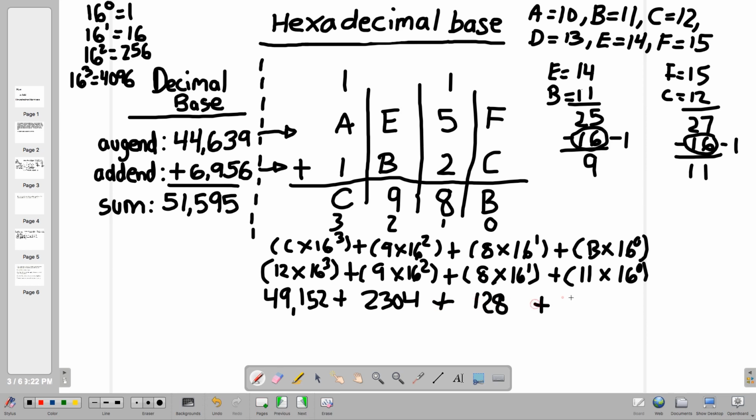And then we have 11 times 1 is 11. And so when you add it up, we have 49,152 plus 2304 plus 128 plus 11. And it comes out to be a value of 51,595. And this is what we wanted to show.